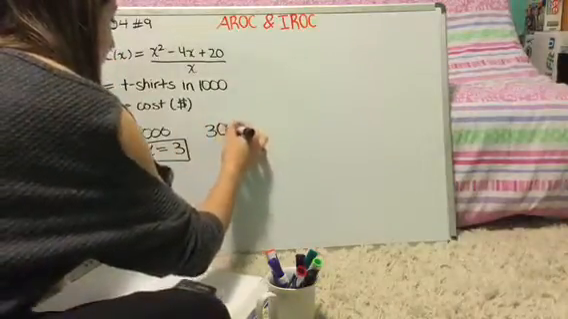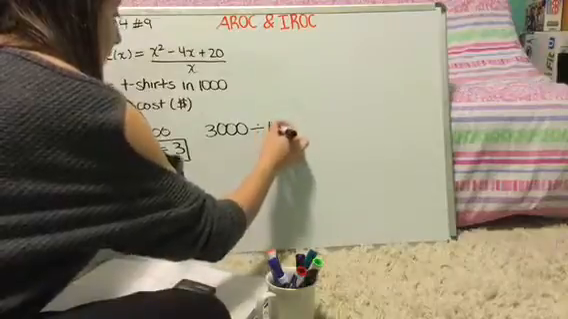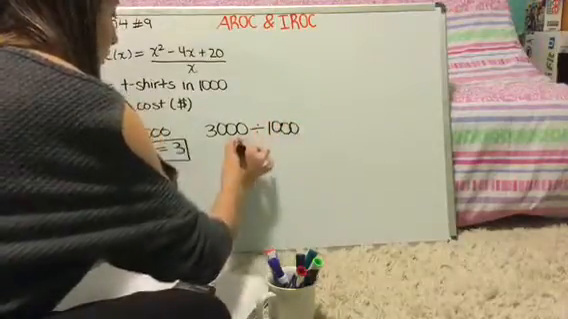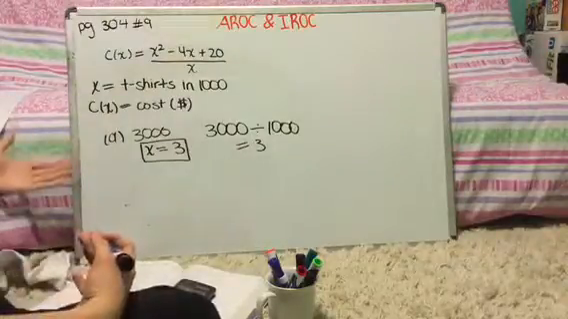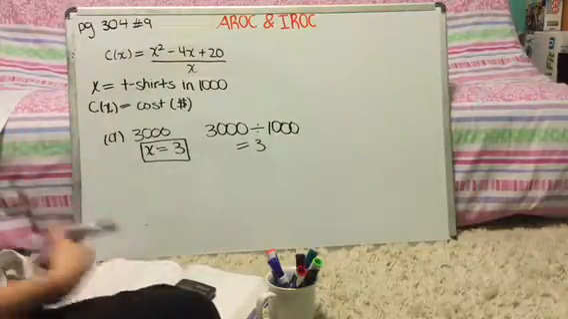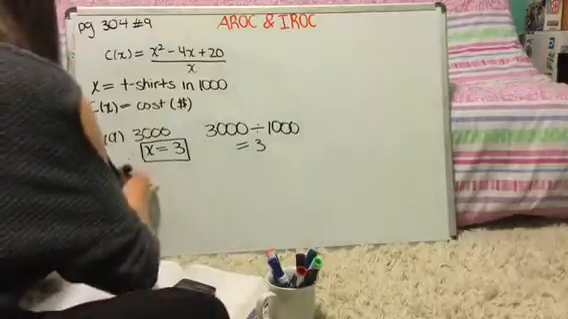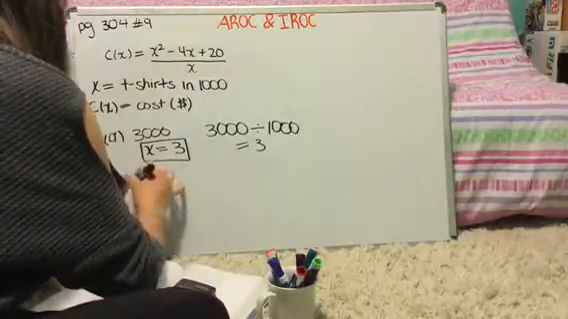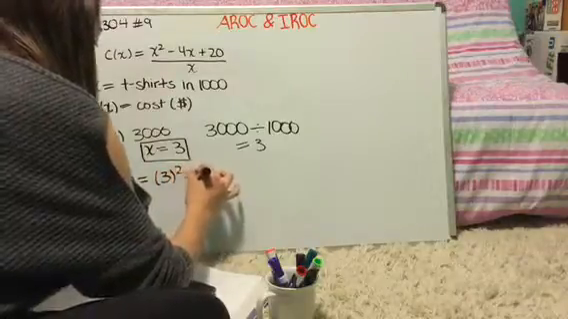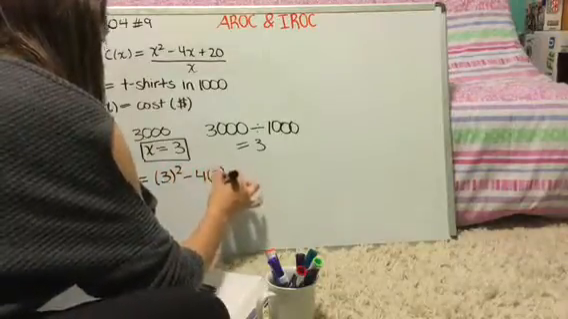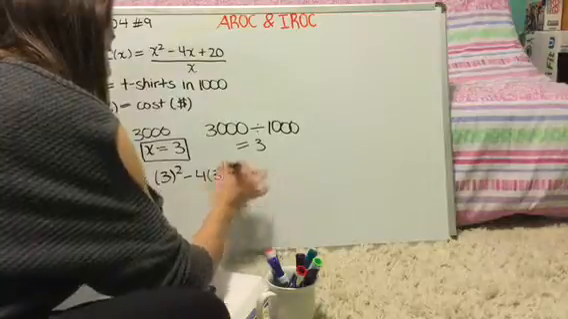3,000 divided by 1,000 is equal to 3. Now, having our x value, we simply have to plug it in to our given function equation. So C of x, or in this case C of 3, is equal to 3 squared minus 4 times 3 plus 20 all over 3.